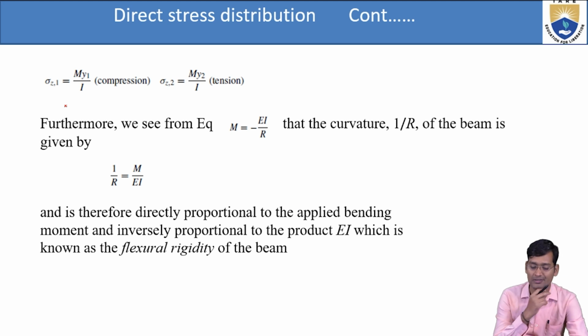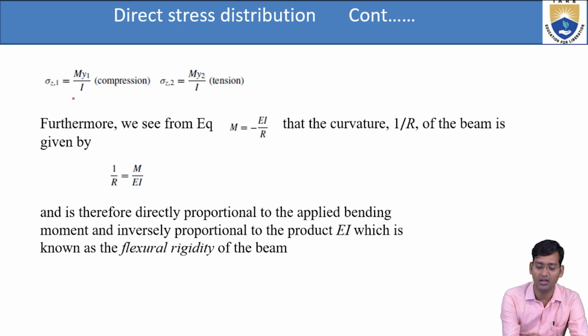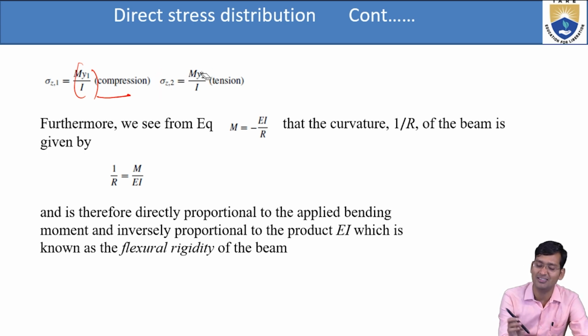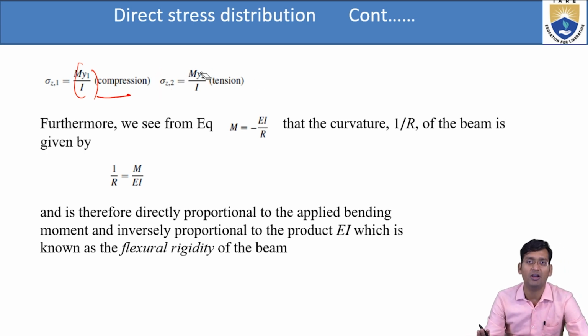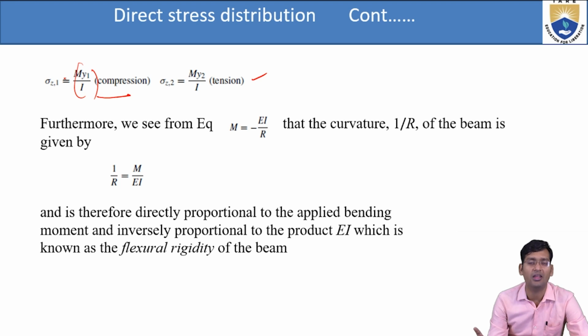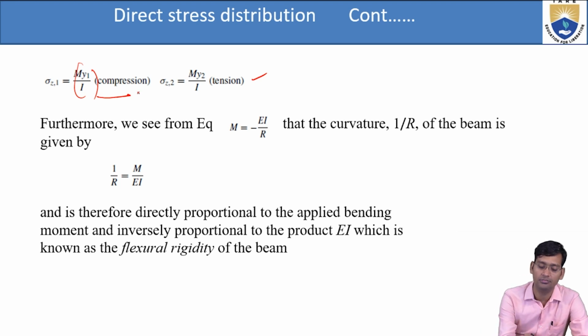So sigma z1 is My1 by I, that is for compression, and sigma z2 is My2 by I, because it is at the second position. So simply y is replaced by y1 and y2, because in the starting itself we considered y1 from the top and y2 from the bottom, from the neutral plane. So for tension, sigma z2 will be equal to My2 by I, that is tensile, and sigma z1, that is My1 by I, which is compression.